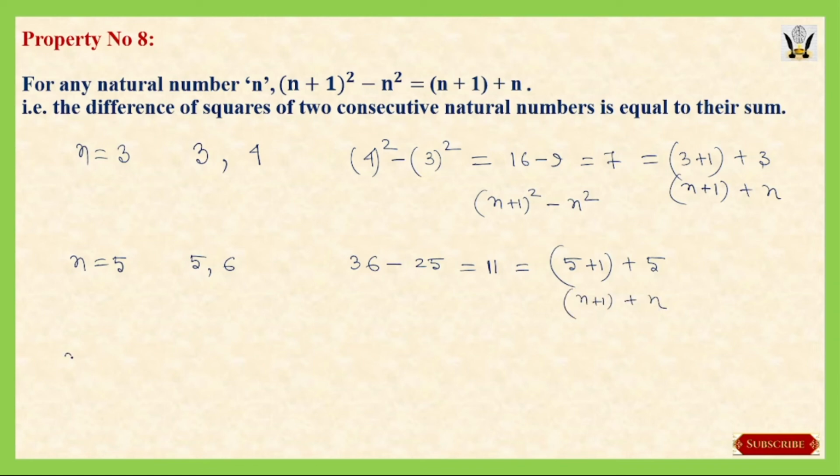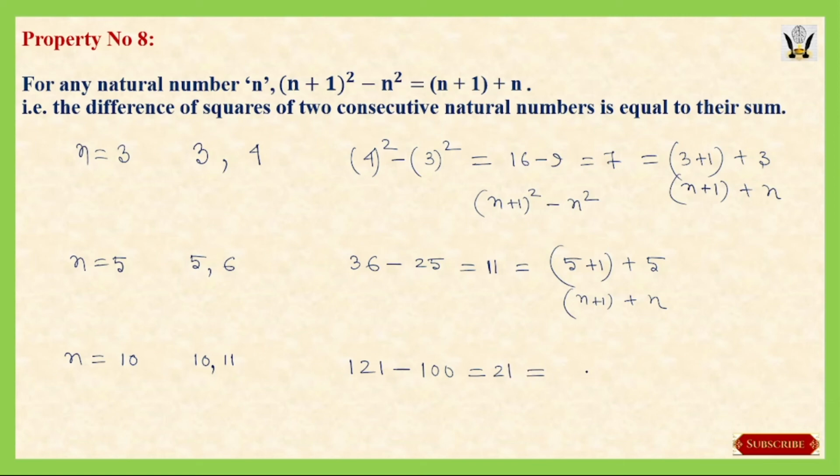Now let's choose n as an even number, say n is 10. So for 10, the next natural number will be 11. First we will take the square of 11, which is 121. Then we will take the square of 10, which is 100. So what is the result of the subtraction?